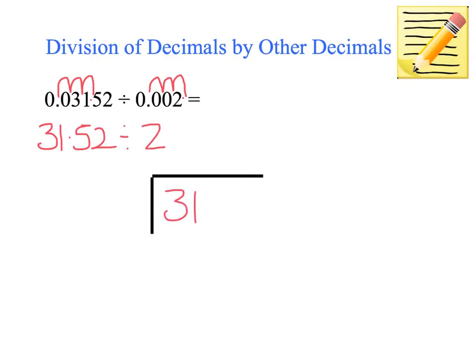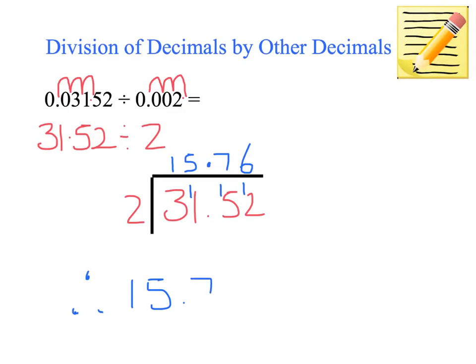So 31.52 divided by 2. 2 into 3 is 1 with 1 left over. 2 into 11, so 2 5s are 10 with 1 left over. Remembering to put our decimal place. 2 7s are 14 with 1 left over, and 2 6s are 12. So therefore the answer is 15.76.